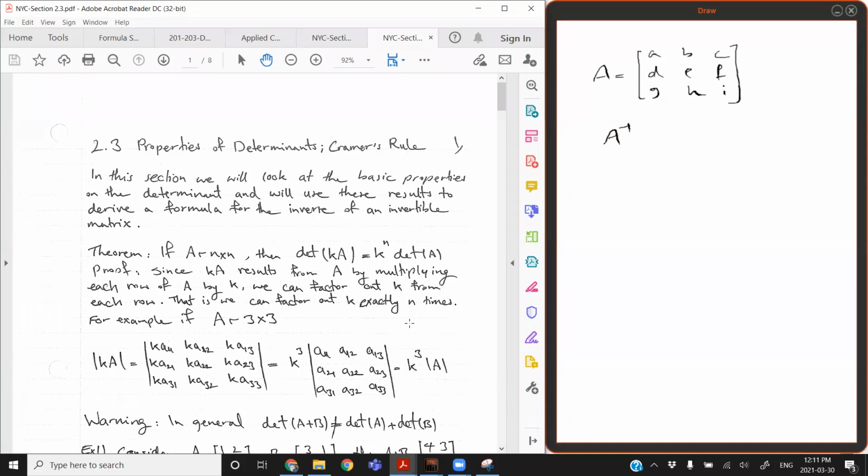We have a formula for 2 by 2. So if A is A, B, C, D, then we have a formula for A inverse. That's going to be 1 over AD minus BC, which is basically the determinant of A, and then times that by D goes here, A goes here, minus B, minus C. So we have this one for a 2 by 2.